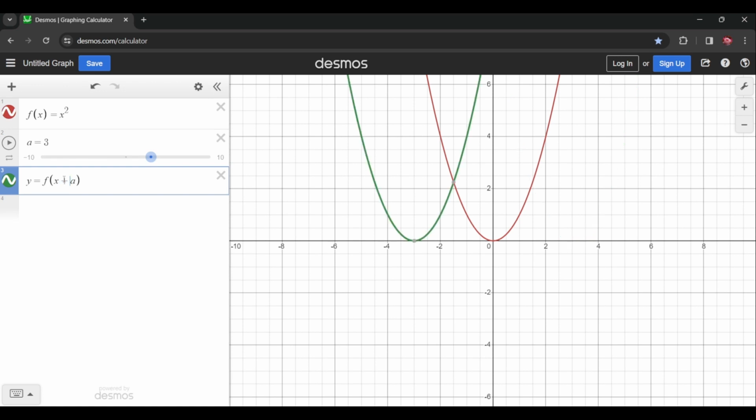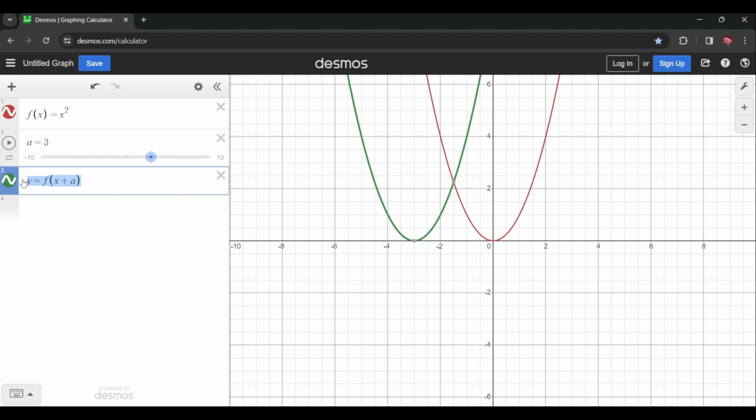Similarly, when we replace the negative by a positive, we notice that our graph is actually over to the left now and by the same amount. So what this leads us to conclude is that y equals f of x plus a is actually a shifted version of y equals f of x by a units to the left.